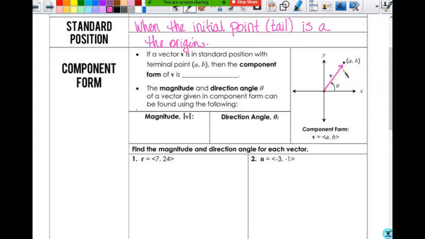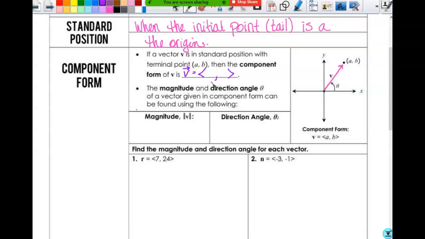But a vector can be anywhere on the graph. Like I could take this and slide it around. I can't turn it because I can't change the angle, so I can't rotate it, and I can't stretch it or dilate it because I can't change the length, but I could shift it around, could translate it around, and even reflect it. So it says if vector v is in standard position with a terminal point A, B, then the component form of vector v, when you write a vector in component form, you use pointy brackets. That's how you know you're not plotting a point.